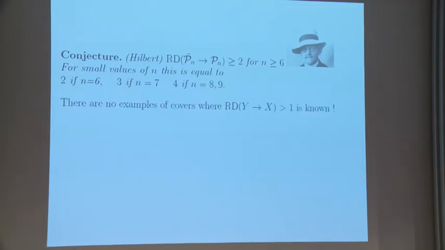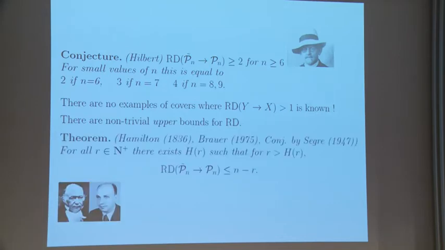And here's a remarkable fact. There are actually no examples of covers where it's proved that the resolvent degree is bigger than 1. So for essential dimension, that's not the case. You can do something for essential dimension. There are non-trivial upper bounds for a resolvent degree. So this is going to be one of those theorems where everything happens backwards.